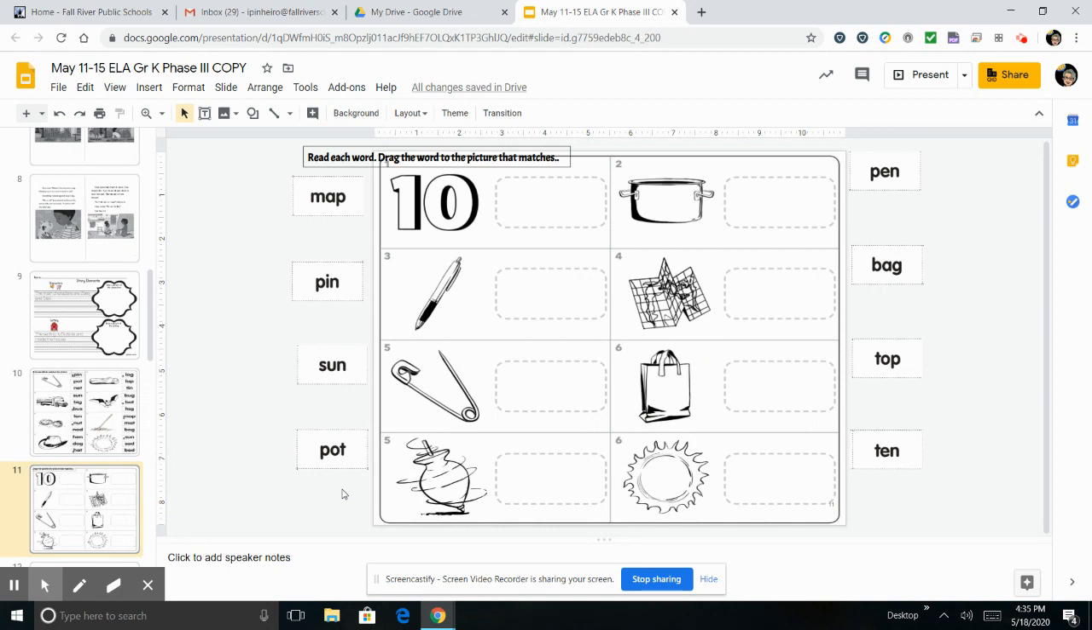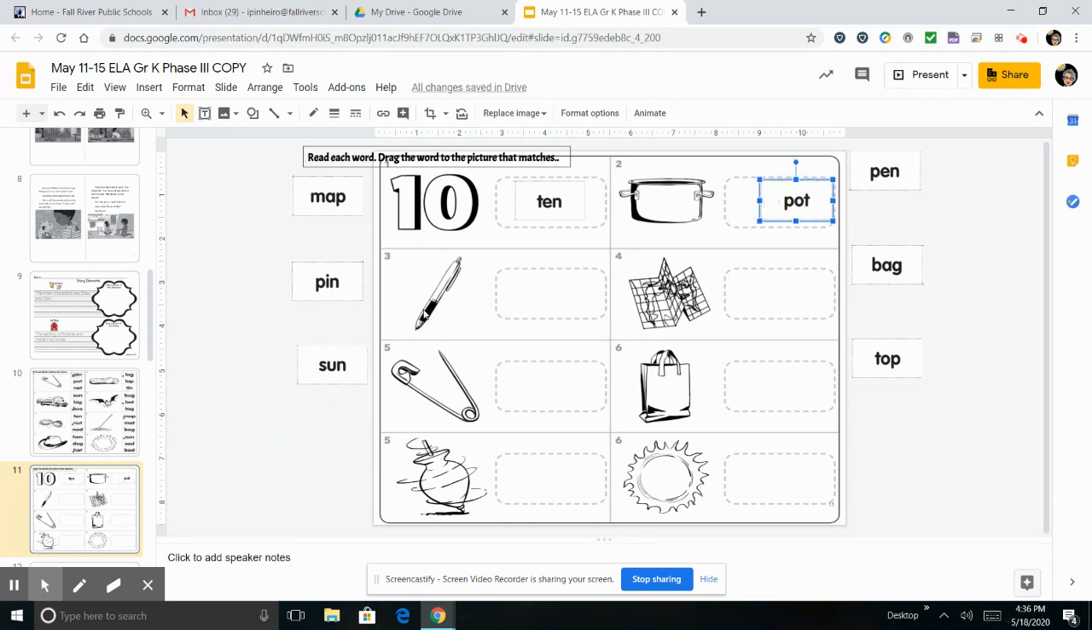Now you have to read each word and drag the word to the picture that matches. If you're doing this on paper, you can write the word in the box that matches. So here is ten. T-E-N. So find the word ten, click on it, and drag it to the ten. Pot. P-O-T. Find the word pot, click, and drag.